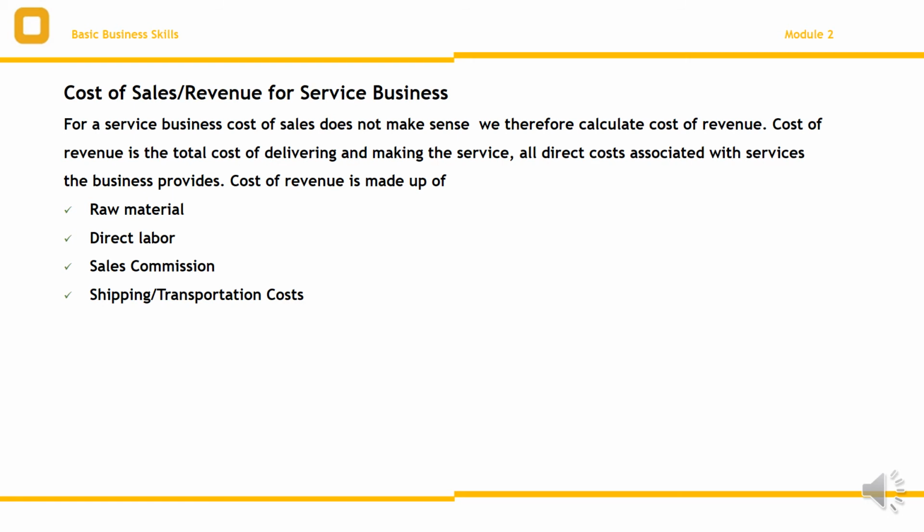So for a service business, you will calculate what we call cost of revenue, which is similar to cost of sales. For a service business, cost of sales does not make sense. We therefore calculate what we call cost of revenue. Cost of revenue is the total cost of delivering as well as making a service. It's all your direct costs that are associated with the service. By direct costs, we are referring to your direct labor cost, your raw materials that you may have used, your transportation costs that you may have incurred in rendering the service. Cost of revenue is going to be made up of your raw material, your direct labor cost, your sales commission if you have an agent that charges you commission, as well as your shipping and your transportation costs. So in a service business, we have what we call cost of revenue as opposed to cost of sales. In the next slide, we will look at an example of how you go about calculating your cost of revenue for a service business.